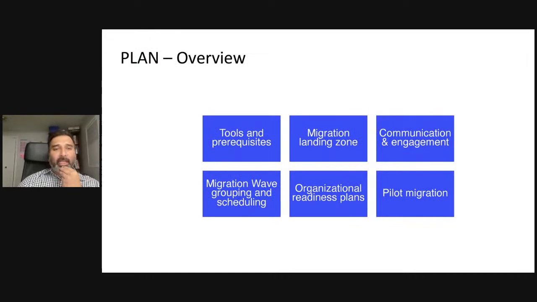Then we jump into the planning, right? The planning, again, I won't cover much of it. The plan phase is more about some of the things that you should think about when you're planning, such as tools and prerequisites, right? So, once you have a good understanding of your workloads and the migration paths, you need to evaluate and select, install, and configure the migration tools you require to get your workloads into Google Cloud, right? As an example, what kind of tools do I need?